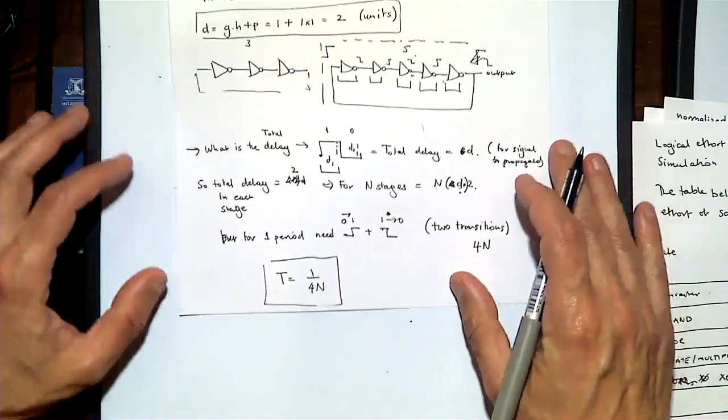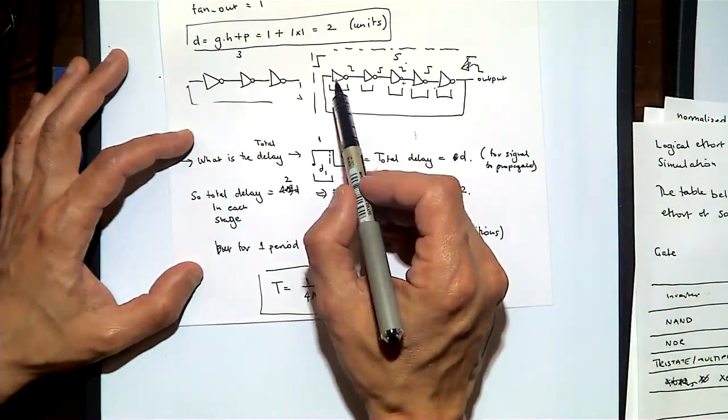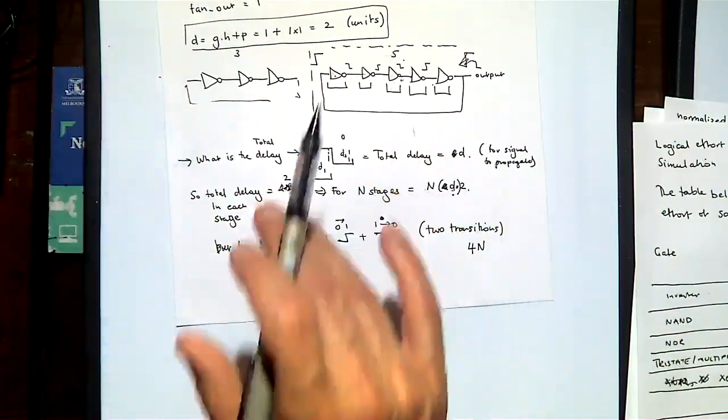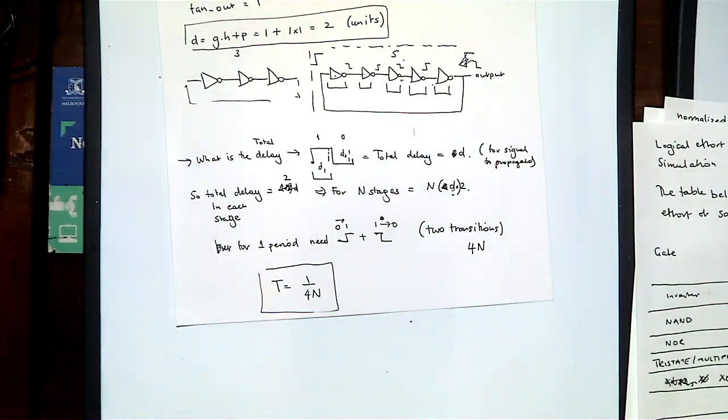So what have I done? All I've done is connect these inverters, and I've said I've got n of them, because I might not want a particular frequency. I'm just doing it in general, so if I wanted any frequency, I can add more and more inverters. What would the period be if I had n of them?